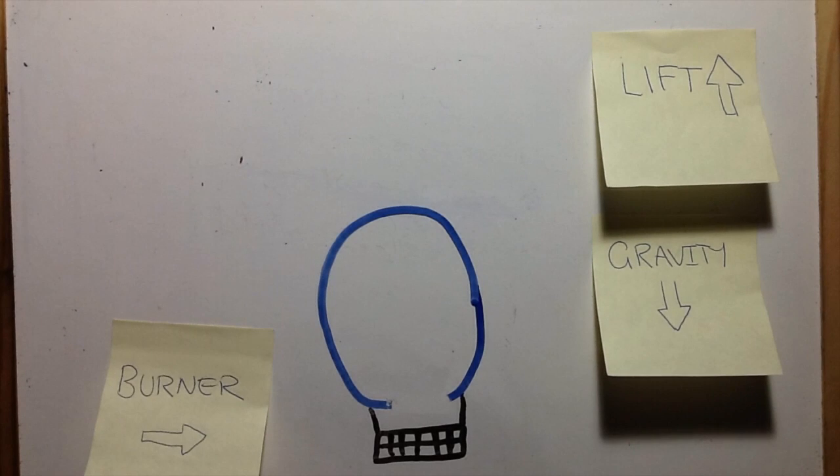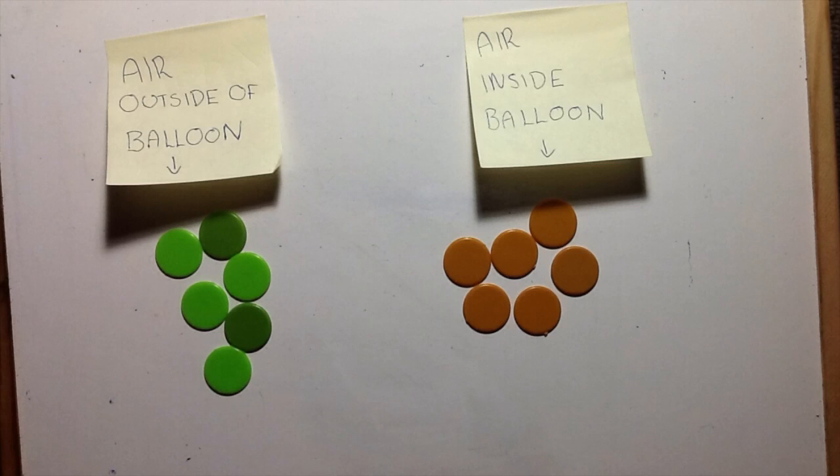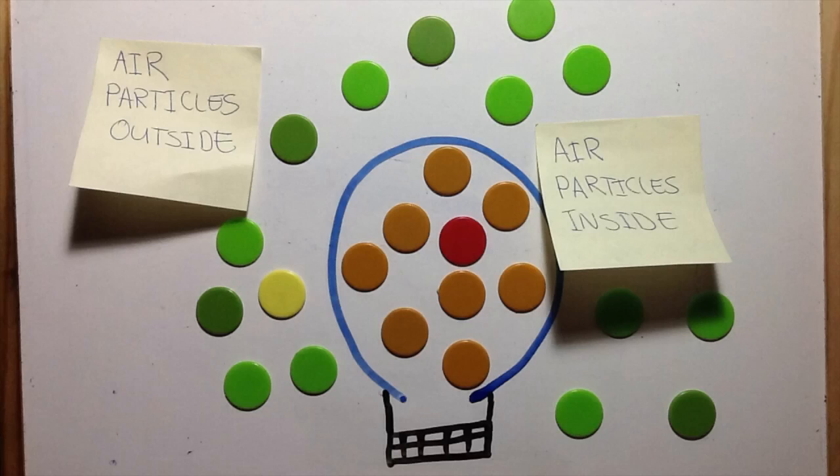We have used orange counters to show the air inside the balloon. The air is not really orange, we just use this colour so you can see the distinction between the air inside the balloon and the air outside the balloon. We have used green counters to show the air outside the balloon. We have also used red to represent how the orange is moving and yellow to represent how the green is moving.